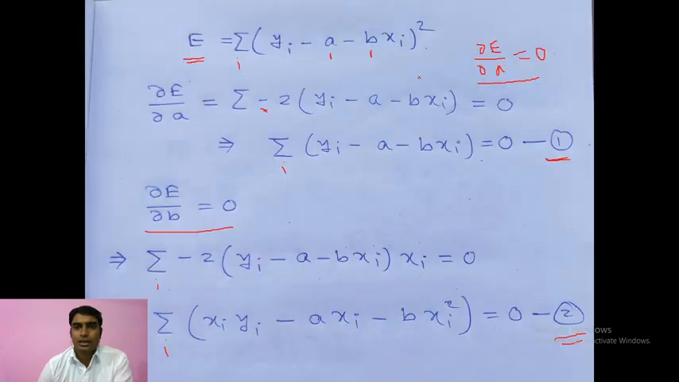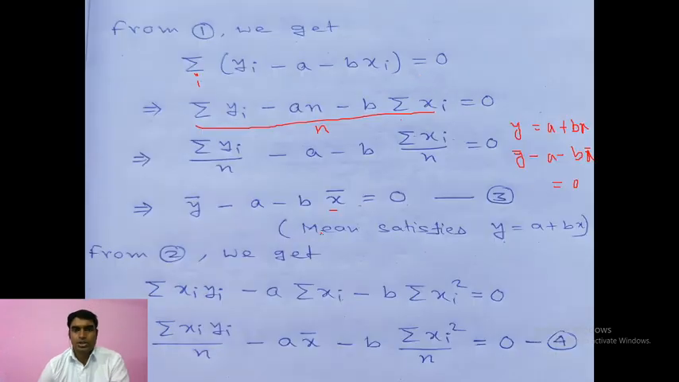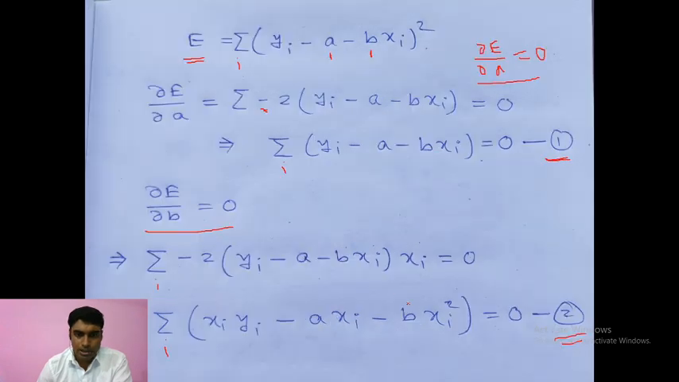Now come back to equation 3, the update. Here we see that the mean satisfies this straight line, so the mean lies on the straight line y equal to a plus bx. Now what we will do is find b, that is our purpose. From equation 1 I got this one. Now we will start with equation 2. Let's go back: what was equation 2? Equation 2 was the sum over xi yi minus a xi minus b xi square.